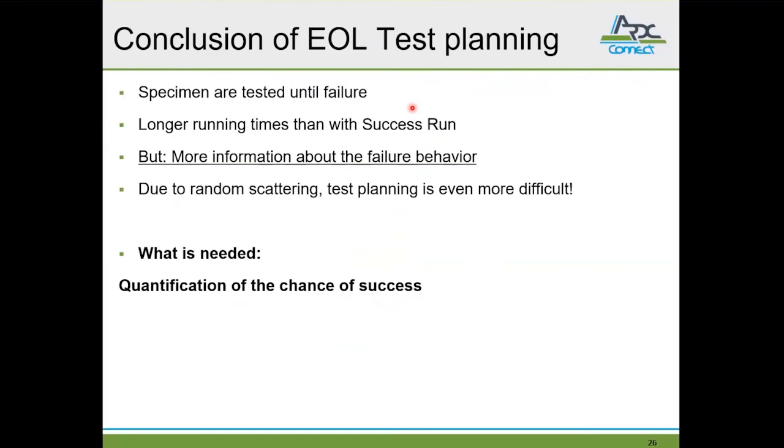So in summary, end-of-life tests, I think this is quite clear. Specimens are tested until failure, but we get information about the actual failure behavior because we can estimate our failure distribution. And as you can see, the problem is actually the same. We need a quantification of the chance of success. So the problem is the same for end-of-life based testing or for zero failure based testing. And this is now where Alex takes over when it comes to how we can quantify this chance of success.